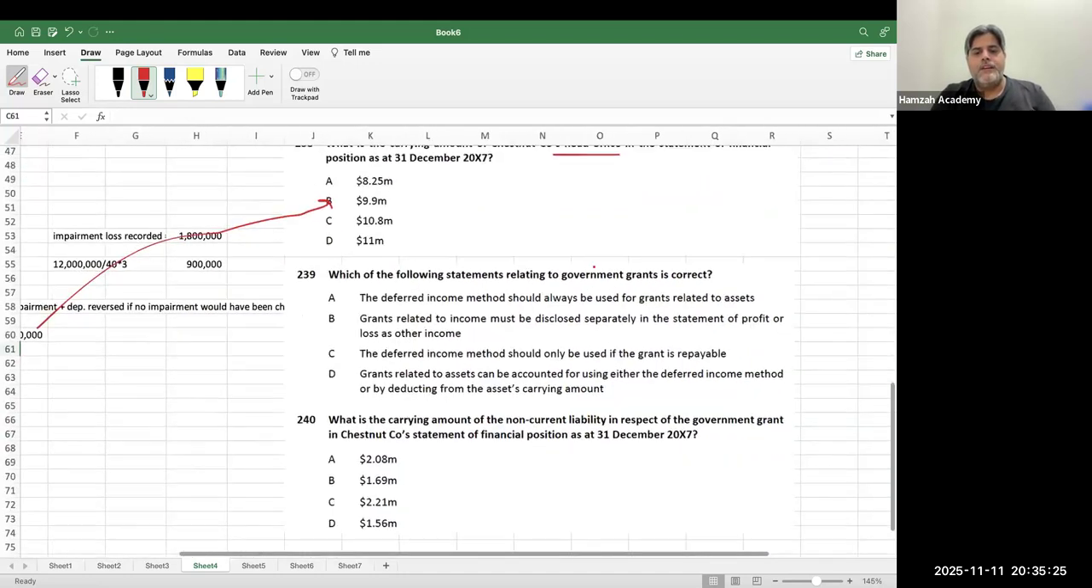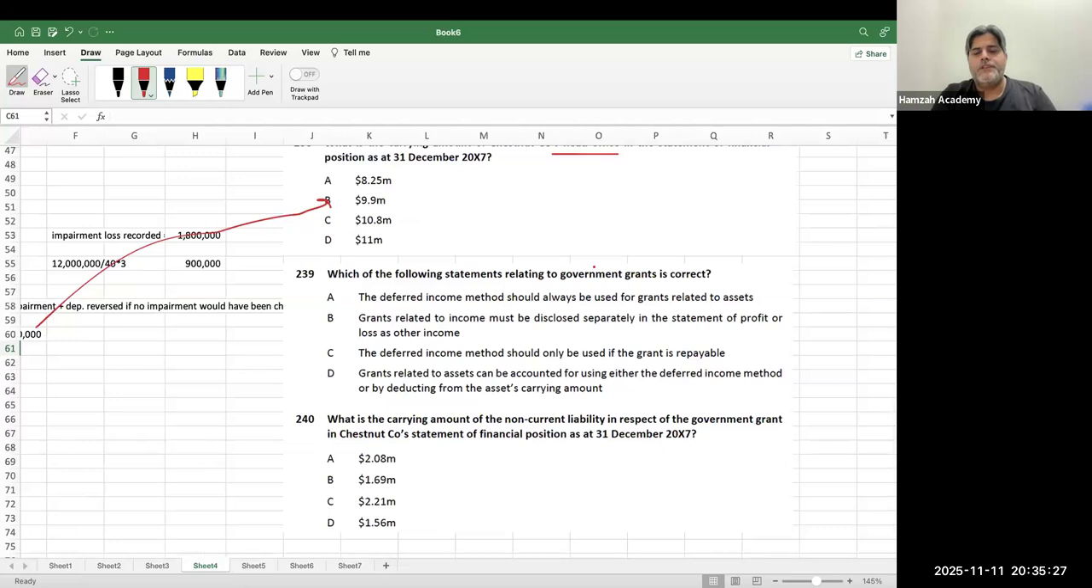Now, 239: which of the following statements relating to government grants is correct? The deferred income method should always be used for grants related to assets. Note, it's not necessary that you can only go for the deferred. You can go for the net of method as well.